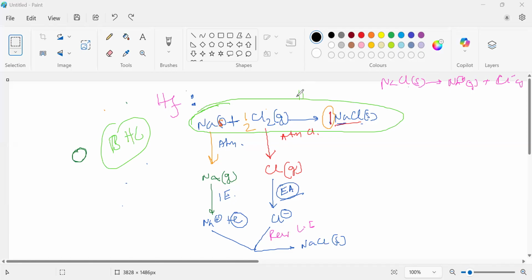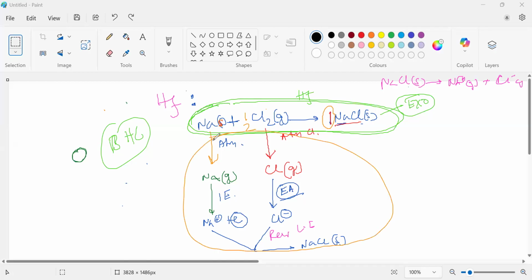See, it's a formation HF. Always remember that formation of the ionic compound is exothermic, right? It liberates heat. So breaking down the formation of an ionic compound into a series of simpler steps, can you see this, a series of simpler steps, is called the Born-Haber cycle. What is the Born-Haber cycle? It is the breaking down of the formation of an ionic compound into a series of simpler steps.